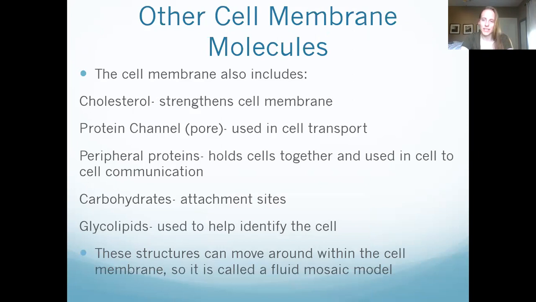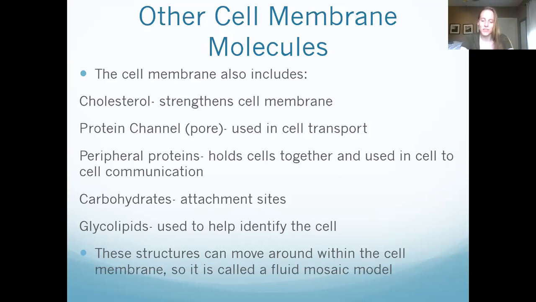There are other structures in the cell membrane, even though it is primarily composed of phospholipids. There are also cholesterol molecules, which just help provide structural support or strength to the cell membrane. There are also protein channels, which are also called transport proteins and also called pores. They essentially look like a paper towel roll that goes through the cell membrane, and it is used to transport some materials. There are also peripheral proteins, which are just on the outside of the cell membrane, and they hold different cells together, and they're also used in cell-to-cell communication.